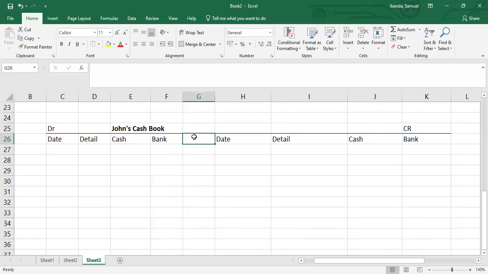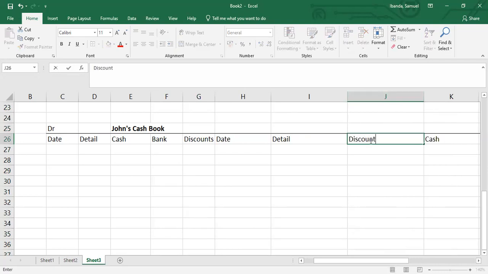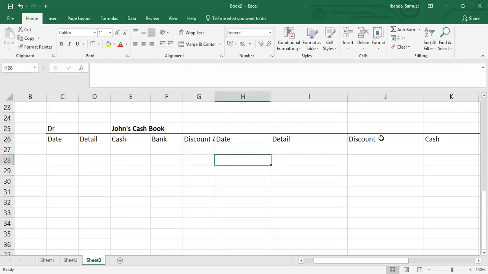So the discounts on this side are discounts that relate to our customers, because it is customers that pay us and we debit our cash book. When it is us that are paying, which means that we are receiving the discounts, they will be on the credit side. The discount on the debit side here is called discount allowed, and the discount on this side is called discount received.